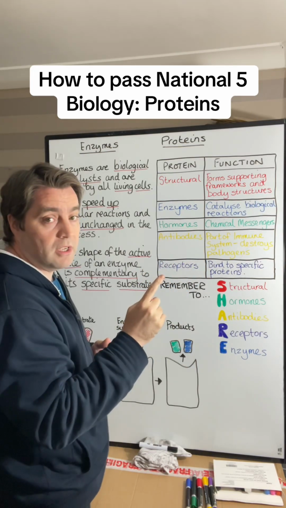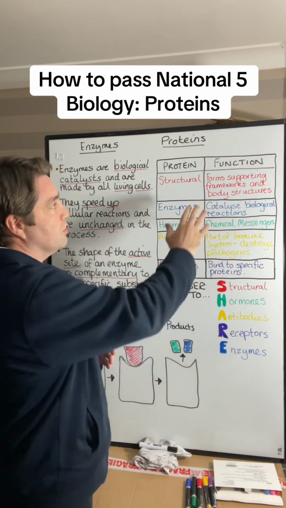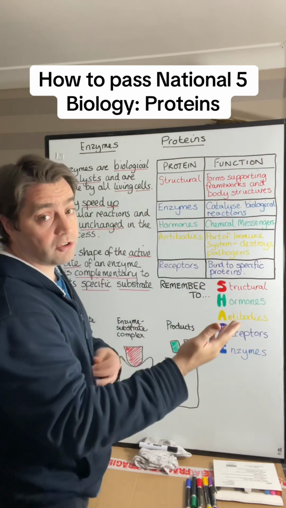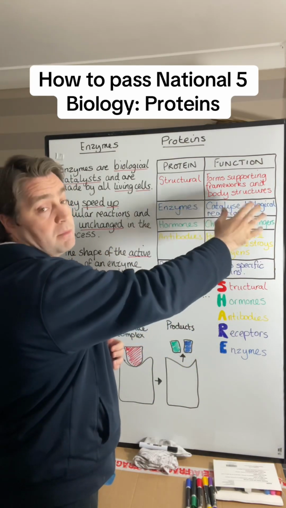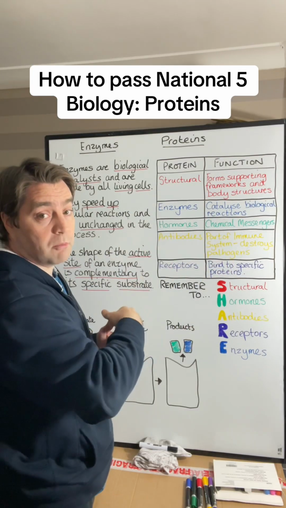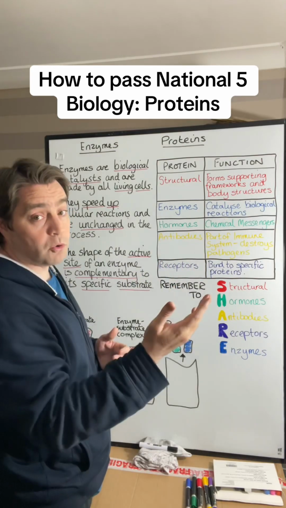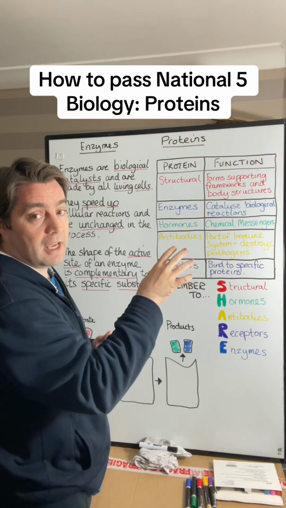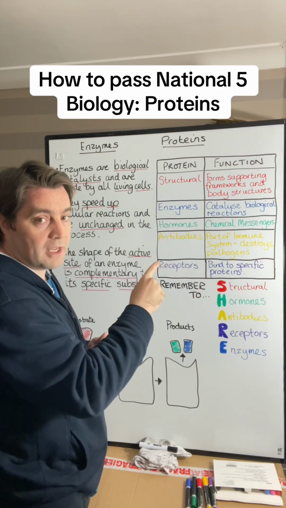You also need to know what each of them does, what their function is within the body. So the structural one, as the name suggests, forms supporting frameworks and body structures. The enzymes, we're going to learn more about them in a moment, but they catalyse biological reactions. Hormones are chemical messengers. You'll learn more about them in Unit 2 if you haven't done that yet. And antibodies, also part of Unit 2, are part of the immune system, and they help to destroy pathogens by binding to specific ones. We'll talk more about them later.